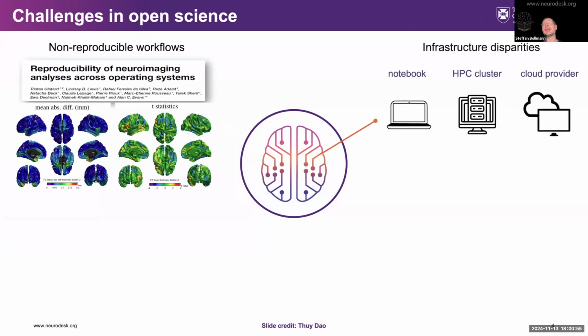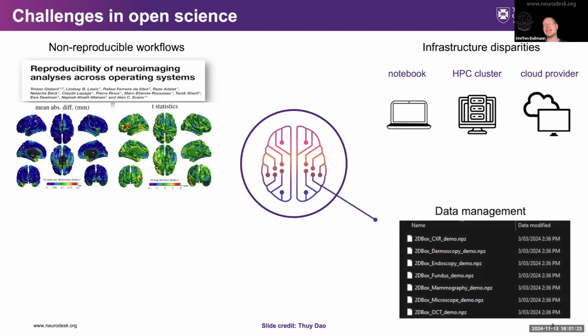The other challenge that we saw is infrastructure disparities. Lots of people have access to different compute resources, be it their own notebook, their HPC cluster, or their cloud provider to process their data. And wherever they want to run data analyses, they need to install their software again. The software will always be different across these installations, and it often costs a lot of time. And again, it produces different results, but also costs a lot of time in maintaining these different installations.